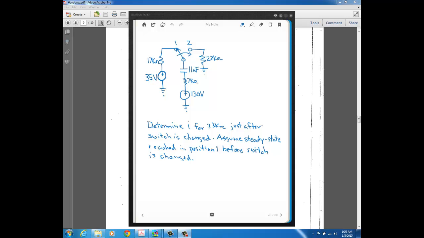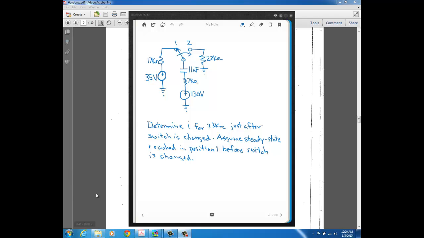So we want to find what the current through the 23k ohm resistor is just after the switch changes from position 1 to position 2. And we're told that while the switch is in position 1, it's been there for a long time, so it has reached steady state before the switch changes. To do a problem like this, you first analyze a steady state circuit with the switch in position 1, and then you do a t equal to 0 plus type of analysis, an initial condition analysis, once the switch is changed to position 2.